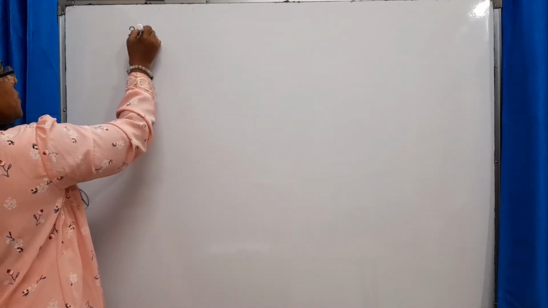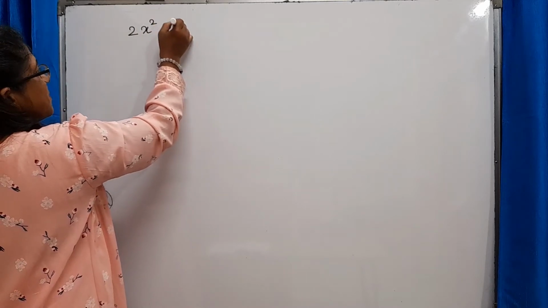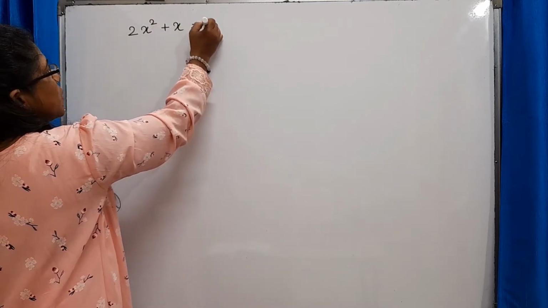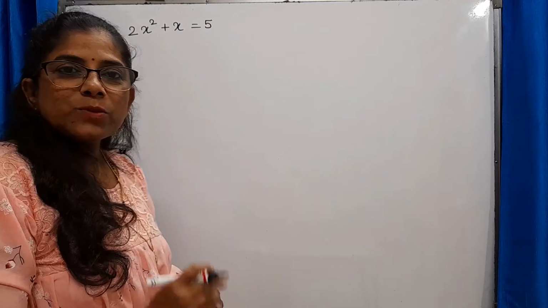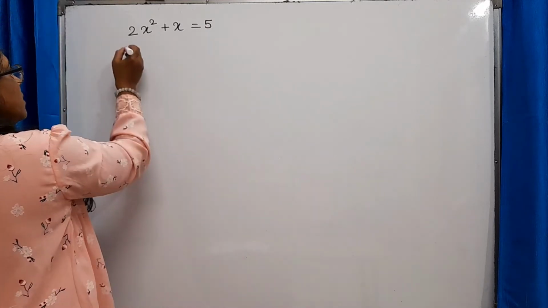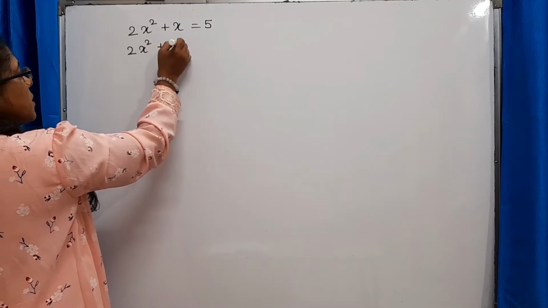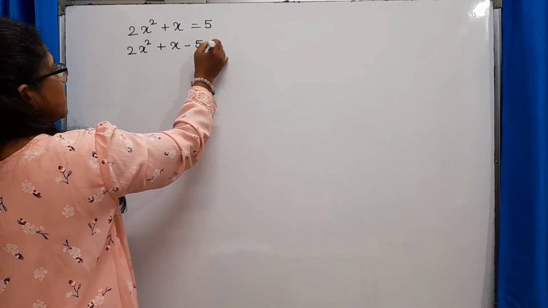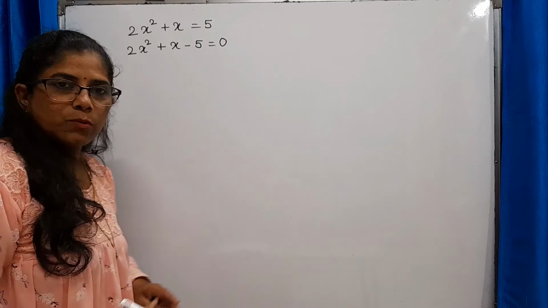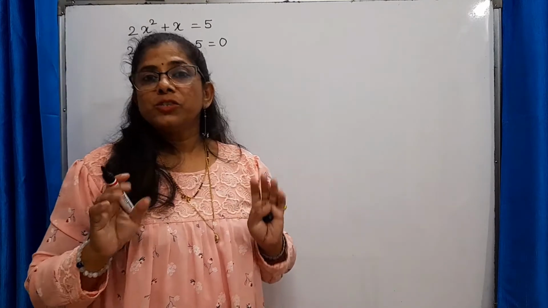Now the next example, 2x square plus x is equal to 5. Now here the very first thing, 2x square plus x minus 5 is equal to 0. We wrote this equation in general form.